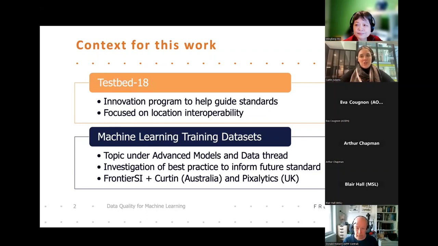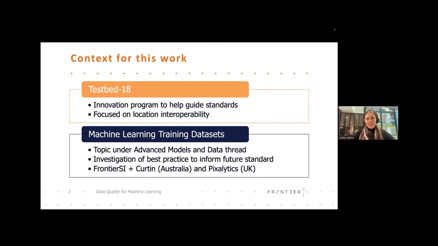Our goal with taking on this topic was to undertake an investigation of what's currently best practice in how people document machine learning training data sets, but also how people are creating these data sets, how they are being used, and what the implications are for reuse. We wanted to capture that as part of this testbed so that it could inform any future standard developed by OGC.